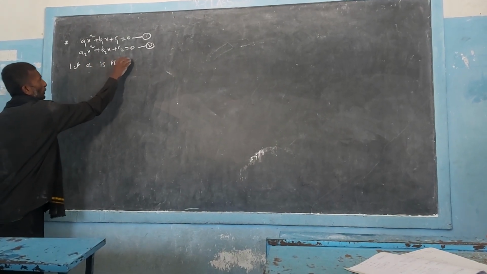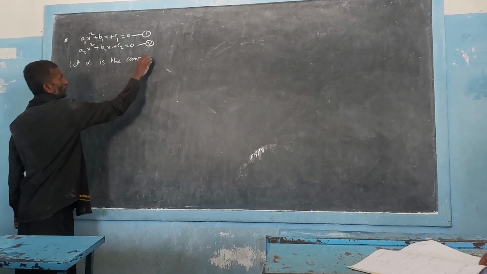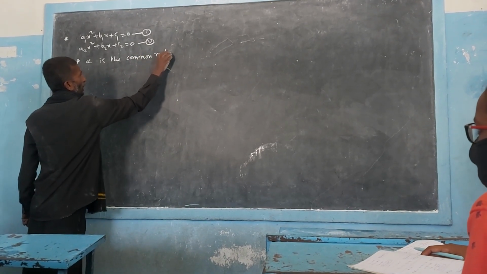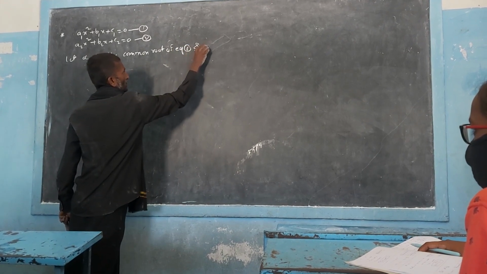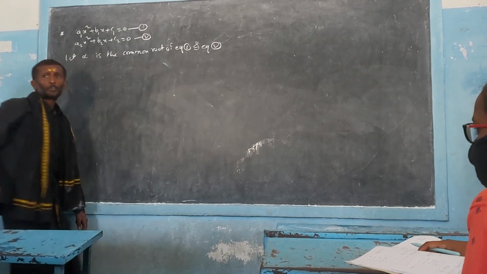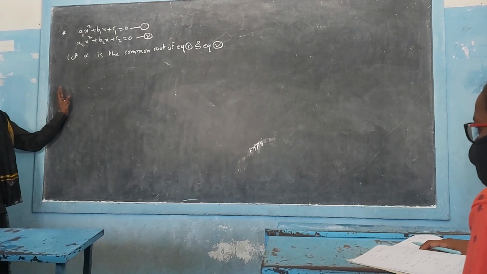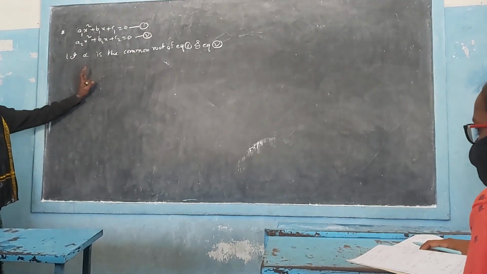Alpha is the common root. Look at the parameters of equation 1 and equation 2. So we have only the one that is common. We are assuming alpha is a common root.